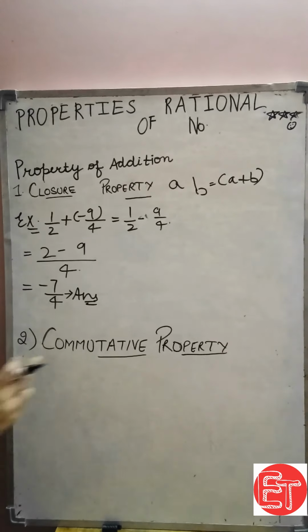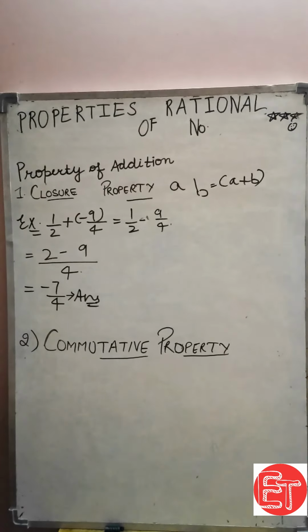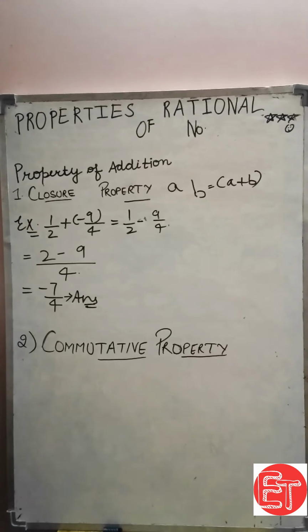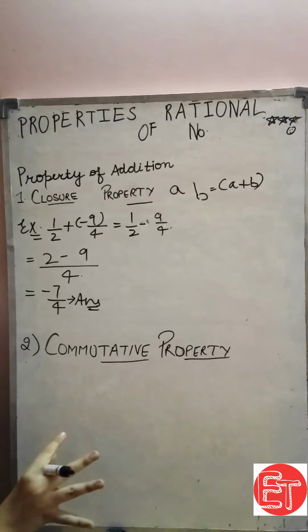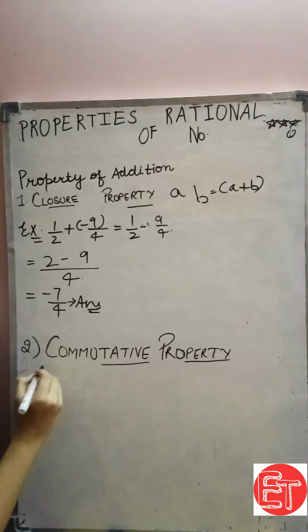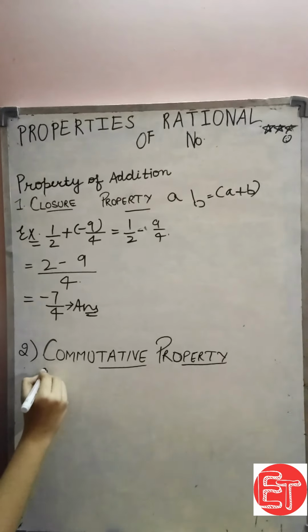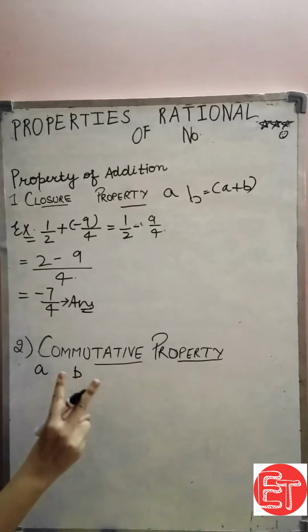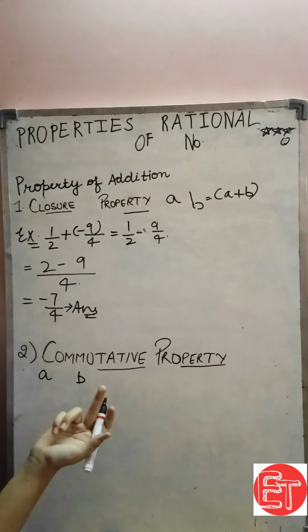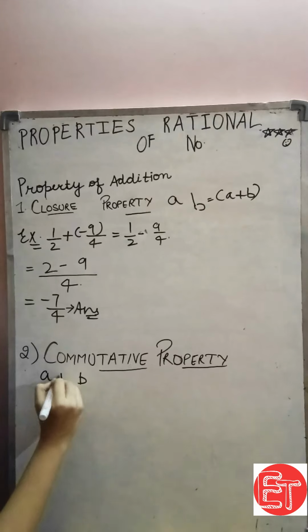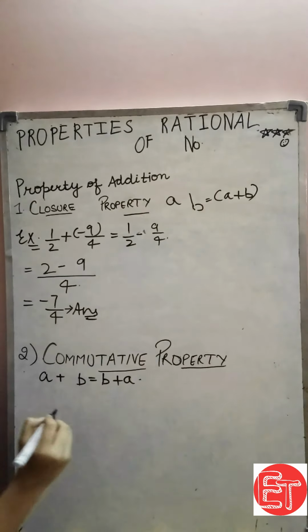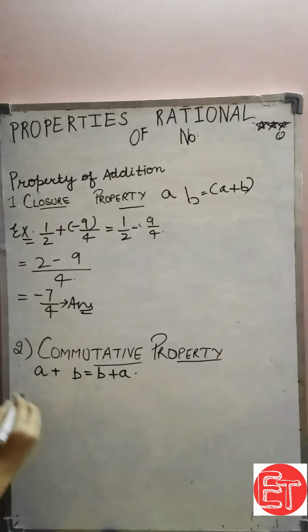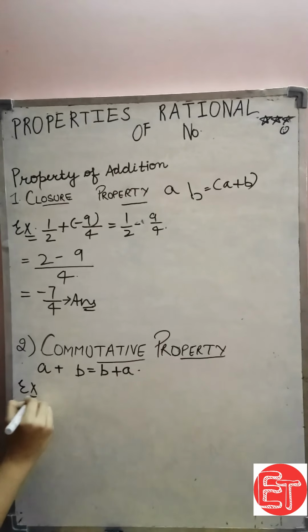Now our next property is commutative property. Now what does this property say? It says that two rational numbers can be added in any order. Okay. How can we write it? See, if A and B are our two rational numbers, then our sum A plus B will also be equal to B plus A. Let's understand this law briefly with the help of an example.